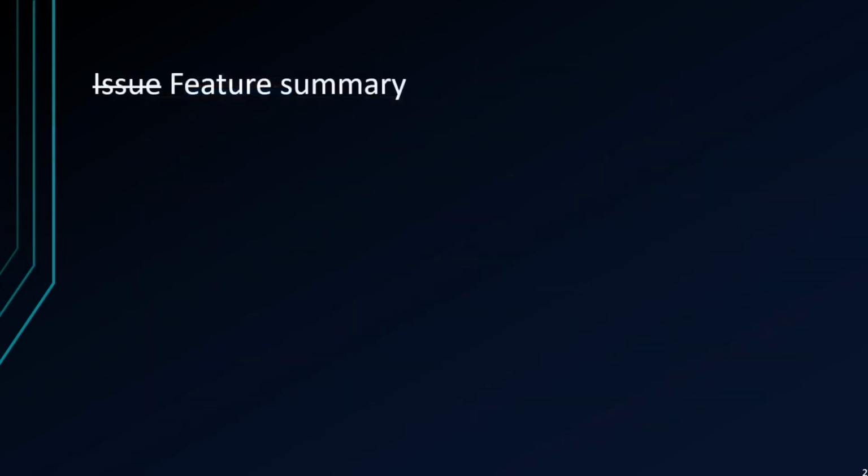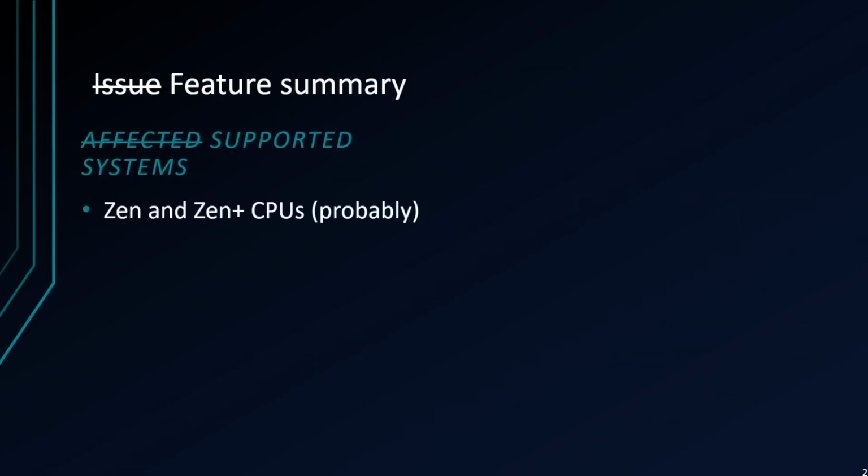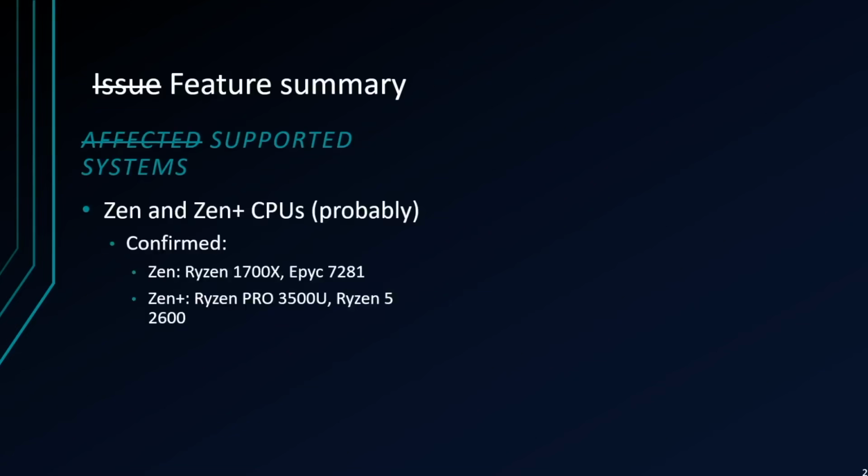Now, to summarize this feature, we've tried this on several systems, and to the best of our knowledge, all Zen and Zen Plus CPUs are affected. We confirmed this on a Ryzen 1700, an EPYC 7281, and a Zen Plus CPU, a Ryzen Pro 3500U, and a Ryzen 5 2600. We've looked at Zen 2. We don't think it's affected, but we don't know for sure, actually.